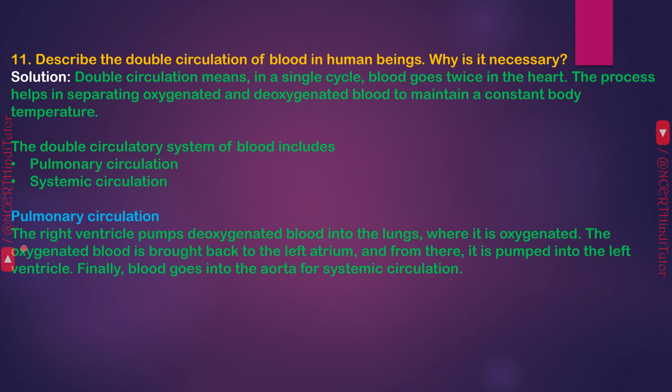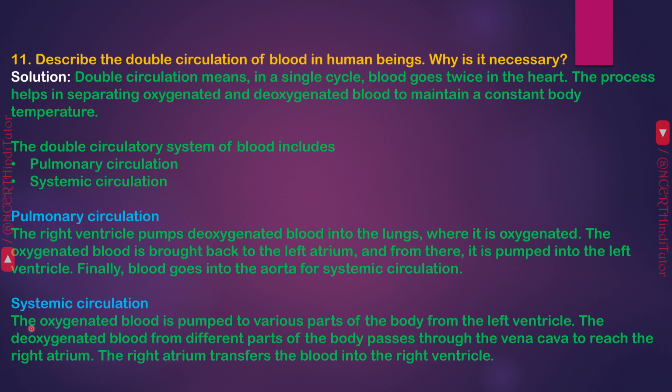Pulmonary circulation. The right ventricle pumps deoxygenated blood into the lungs where it is oxygenated. The oxygenated blood is brought back to the left atrium and from there it is pumped into the left ventricle. Finally, blood goes into the aorta for systemic circulation. Systemic circulation. The oxygenated blood is pumped to various parts of the body from the left ventricle. The deoxygenated blood from different parts of the body passes through the vena cava to reach the right atrium. The right atrium transfers the blood into the right ventricle.